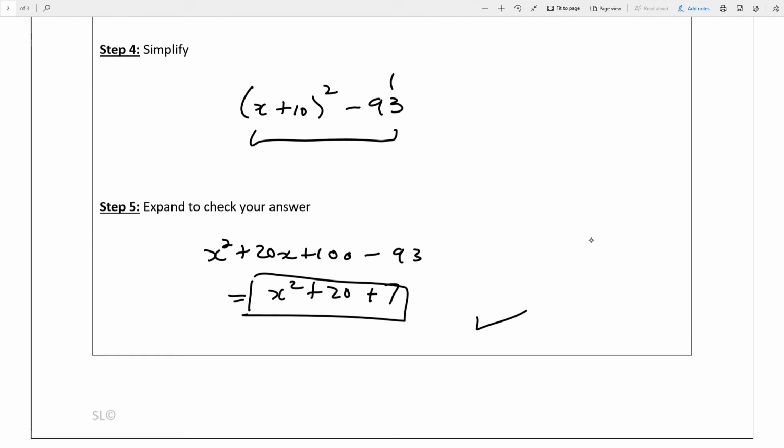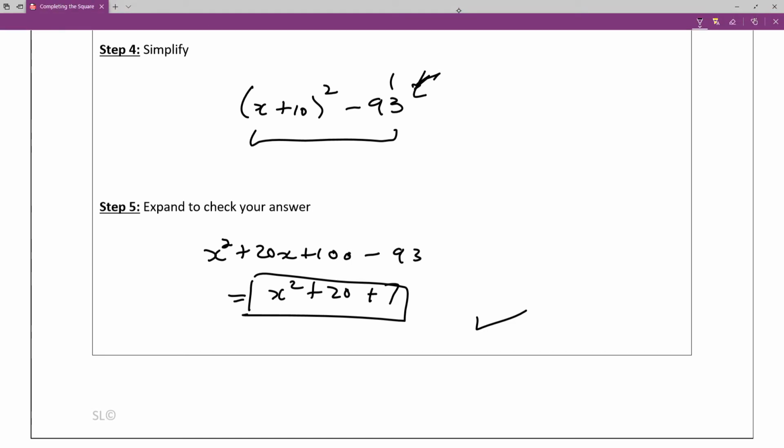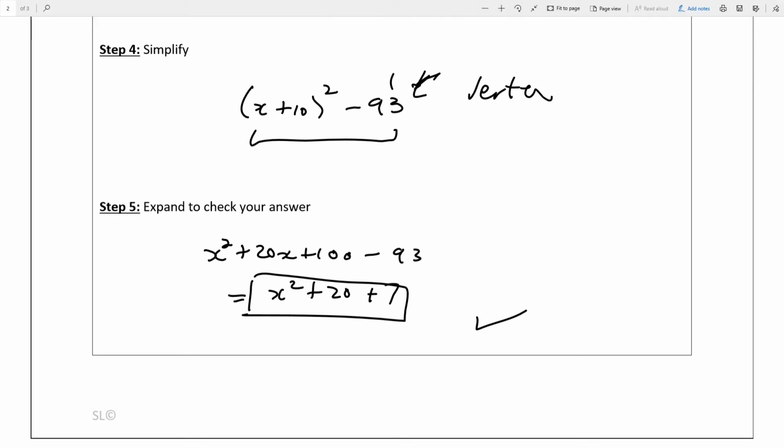So the great thing about this form that we've just created or rearranged to create is that we get the vertex of our parabola. So the vertex is negative 10, negative 93.